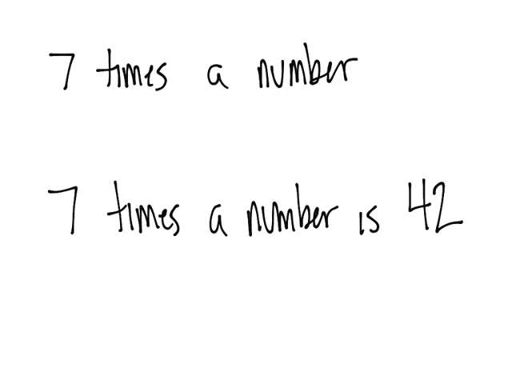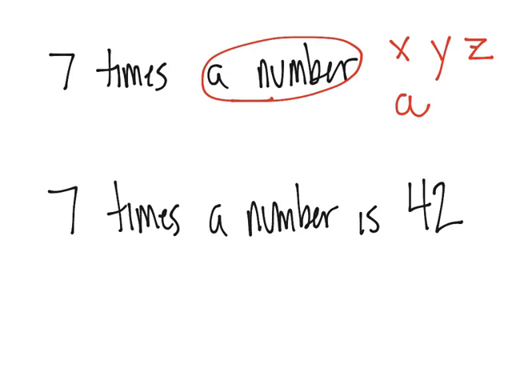Here we see 2 different examples. The top one, 7 times a number, and the bottom, 7 times a number is 42. The first thing I want to point out is that you'll often see this phrase, a number, in any of your problems. What does this mean? Well, a number in this case simply refers to an unknown, or in the case of mathematics, a variable. Very often we're going to represent these unknown numbers with the variables x, y, or z, or occasionally we'll use a, b, or c.